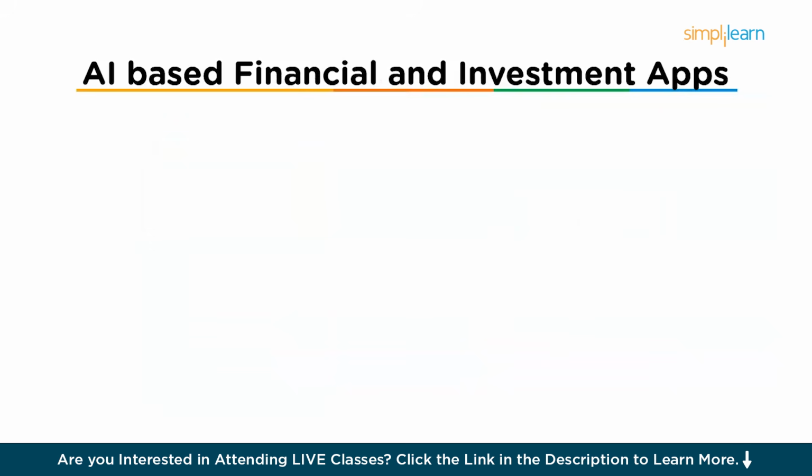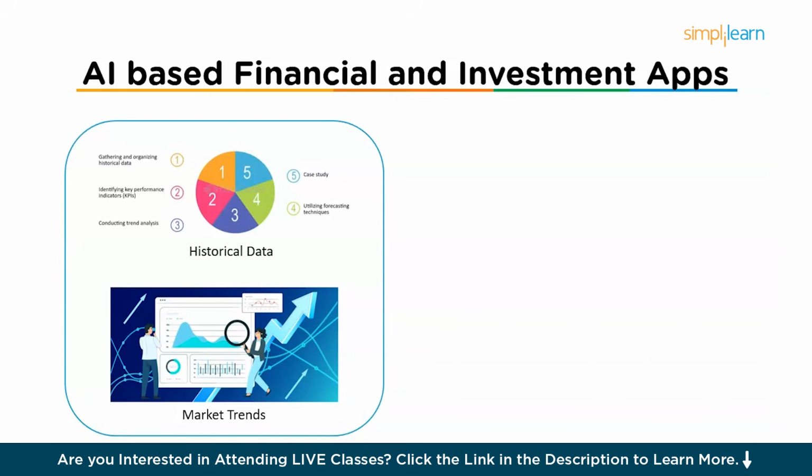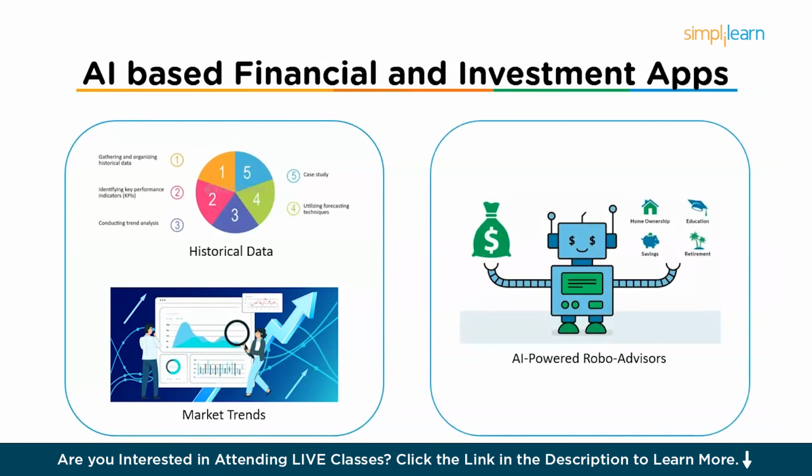Now moving on, we have AI-based financial and investment apps. For example, Wealthfront and Robinhood AI. Now, how do they work? AI predicts stock trends, automates financial planning, and optimizes investment portfolios based on historical data and market trends. For example, AI-powered robo-advisors manage investments without human intervention.